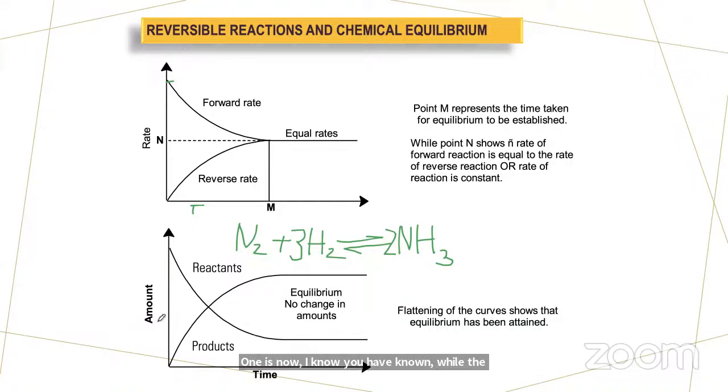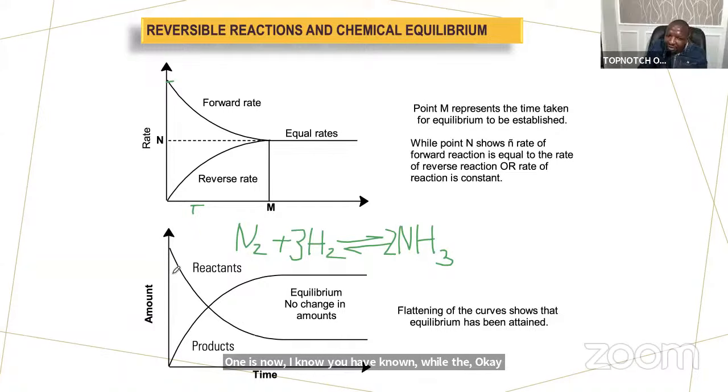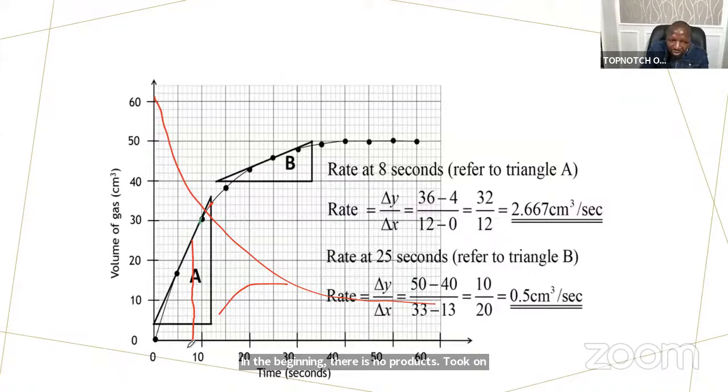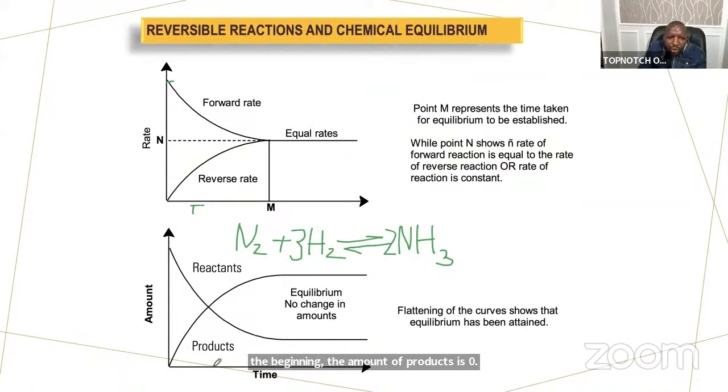So now, the same curve can be talked about in terms of amount. This one is very easy if you have understood the previous one. At the beginning, there is no product. We have nitrogen and hydrogen forming ammonia. At the beginning, the amount of product is zero. There is no ammonia, so the ammonia starts at zero because it's not there.